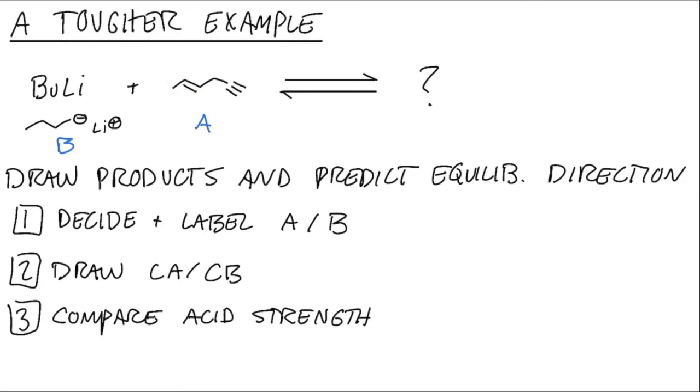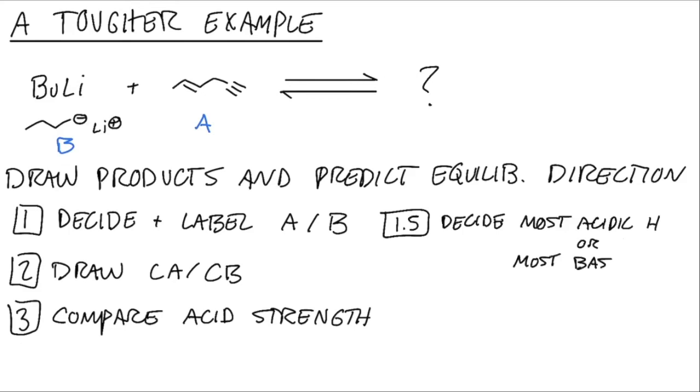If you look at the structure of A, there aren't any drawn in H atoms that are really obviously the acidic proton there. So I'm going to add a little step 1.5 to our list here to remind ourselves that if we have multiple protons or multiple lone pairs of electrons, that we need to decide which one is the most acidic proton or the most basic pair of electrons. When looking at our acid, we have a number of different types of protons here, so I'm going to label them in different colors, and then we can decide between them.